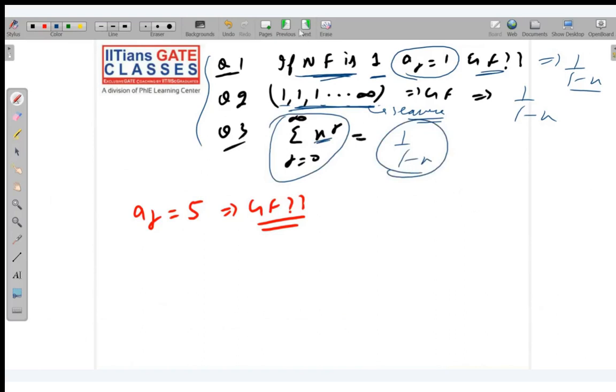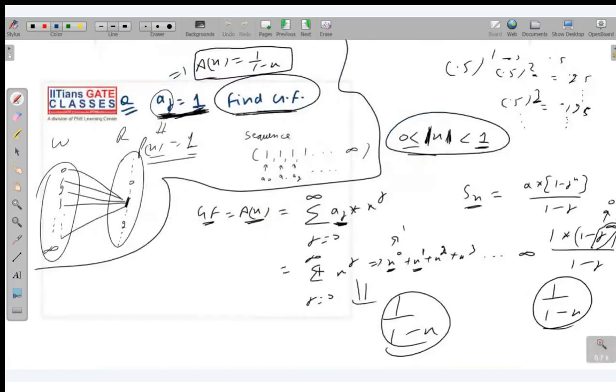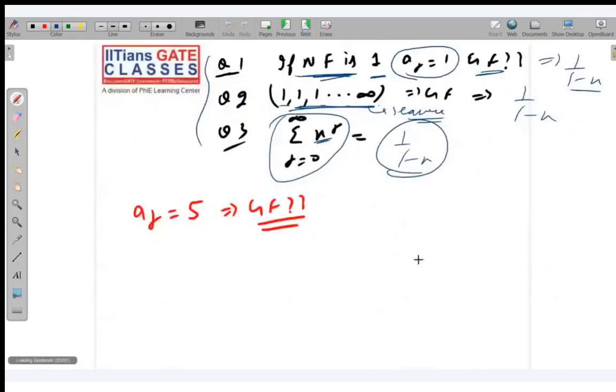Please try to focus. If you have any doubt, see this. I have told you the generating function, I have expanded this only, and I have got the answer 1 upon 1 minus x. Any doubt? Okay. So now next question.